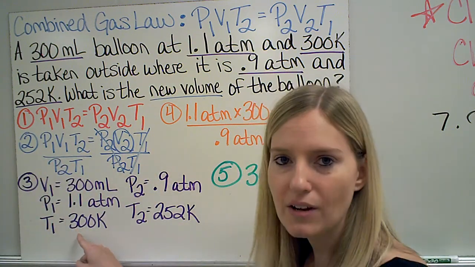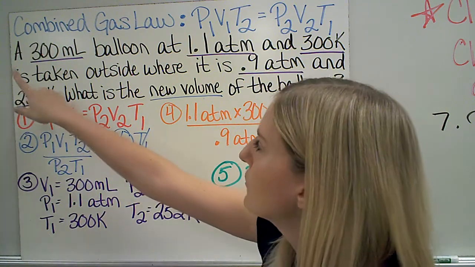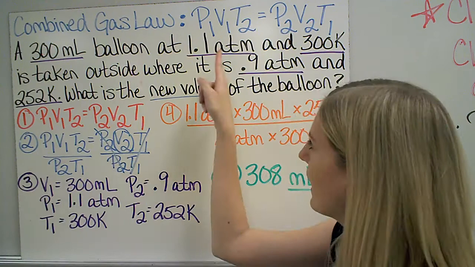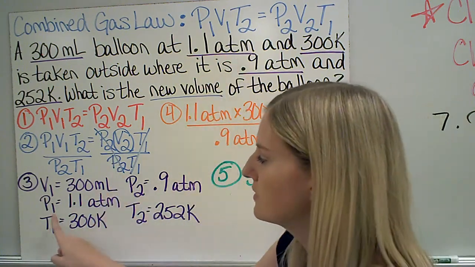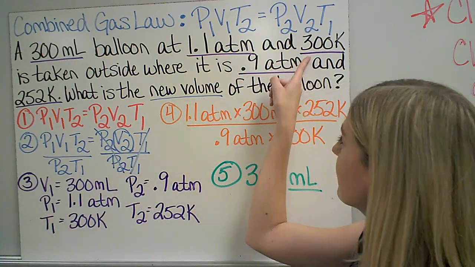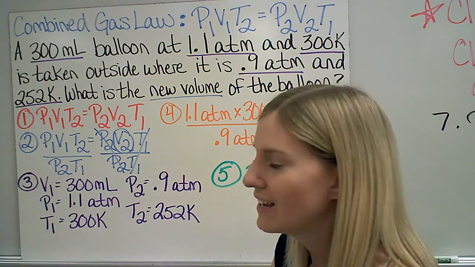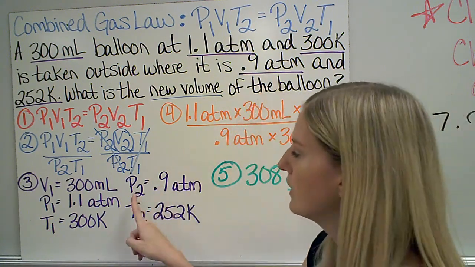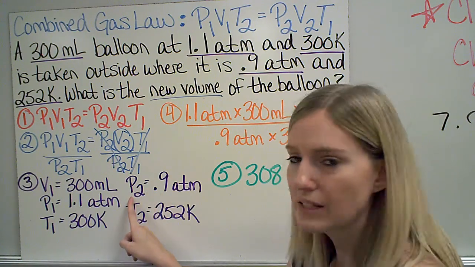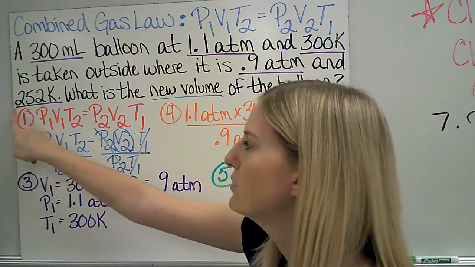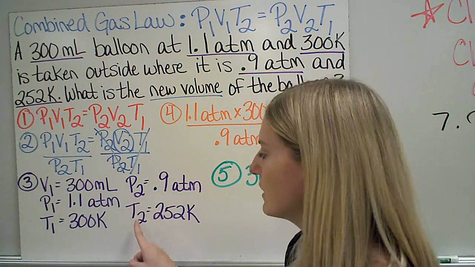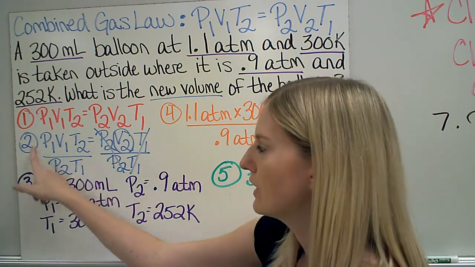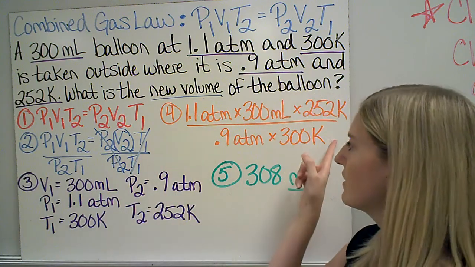Third, I write out the numbers that I know. So the volume at the beginning is 300, so that's my V1. It's at this pressure, so that is P1. And it's at this temperature, so that's T1. Then I take it to a new environment where the pressure is 0.9, so that's my P2. And the new temperature is 252 Kelvin, so that's T2. I plug those numbers into the equation I came up with here, and it looks like this.